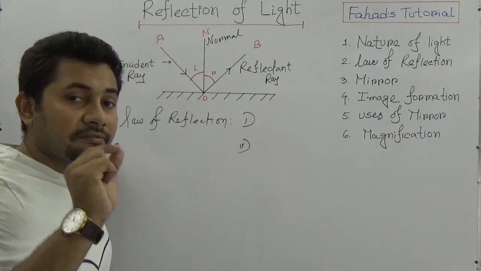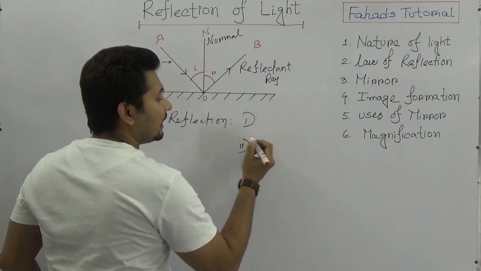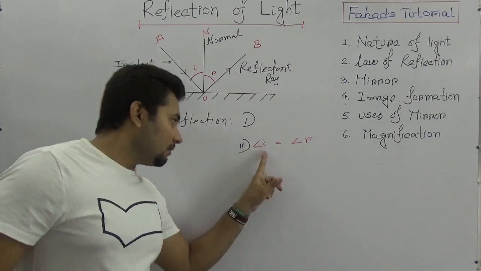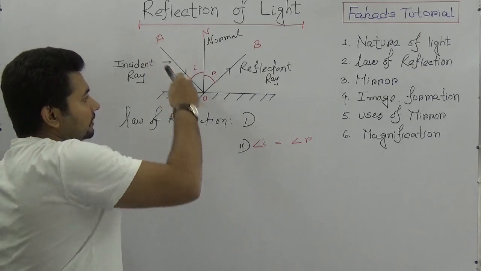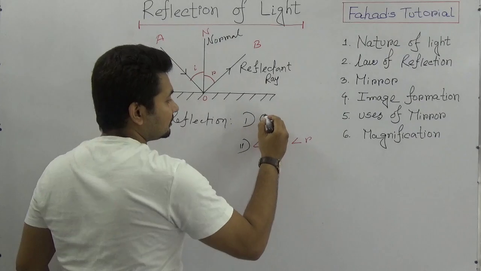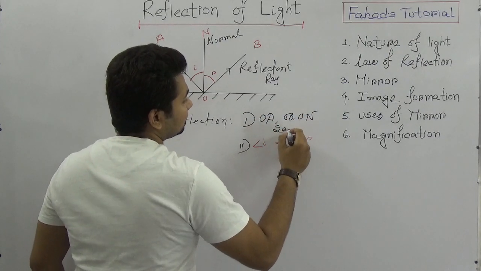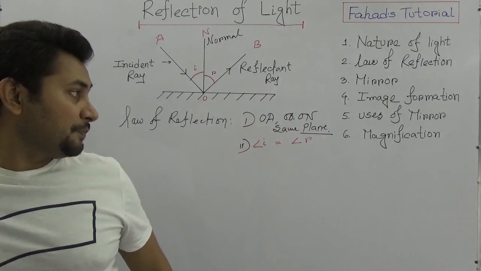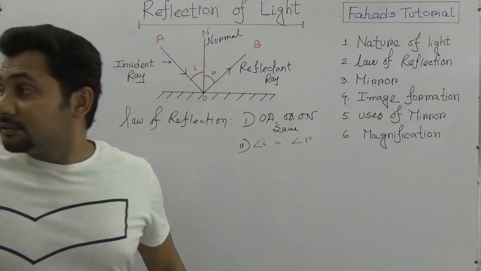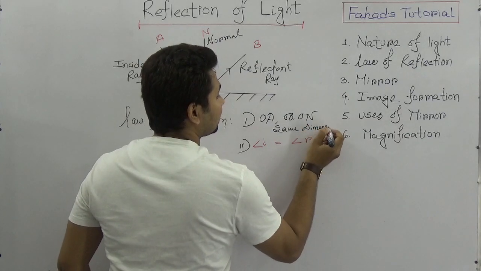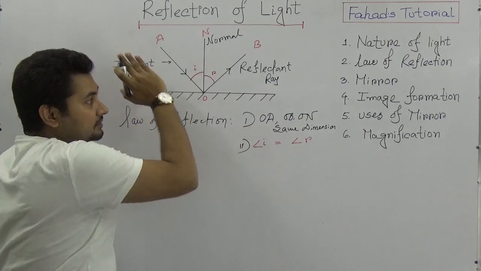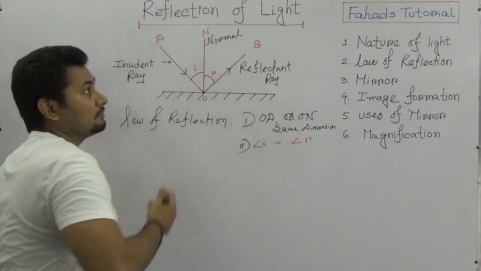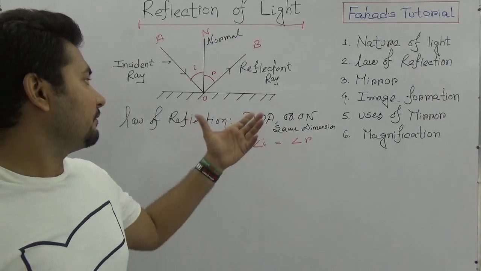Number two is, in case of reflection, the incident angle, that is I, is always equal to the reflected angle. So angle I is always equal to angle R. And we say that OA, ON and OB will be in the same plane. So the first rule: OA, OB and ON would be in the same plane. That means in the same dimension, which would be easier to understand. The incident ray AO falls down in one direction, it is reflected, and in the same plane this normal would be drawn. So those are the two laws of reflection.